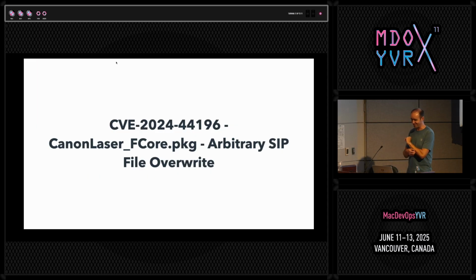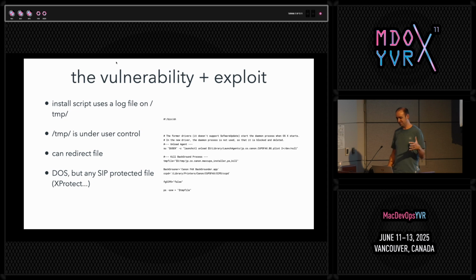So the next one was an actual printer installer, Canon Laser F-Core. It wasn't a full SIP bypass. It just allowed us to overwrite an arbitrary SIP-protected file. What it did was really simple. It created a log file in the temp directory. Again, the temp directory is under your control. It had a fixed file name for the log file, so you could just create a symbolic link at that log file and point it anywhere you wanted, and wherever you pointed that log file, that file was overwritten. So it's only like a denial of service attack, but you could overwrite something like XProtect, so you could disable XProtect or remove anything from the Library/Apple directory.